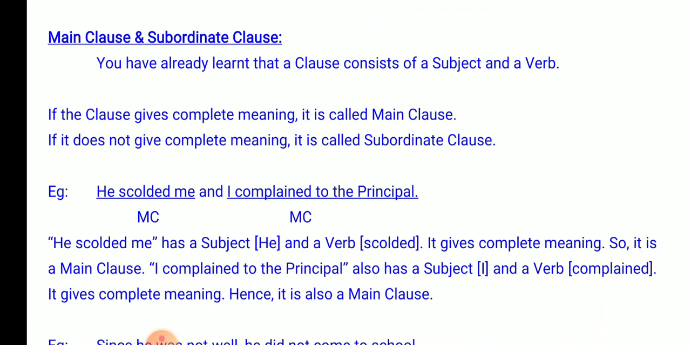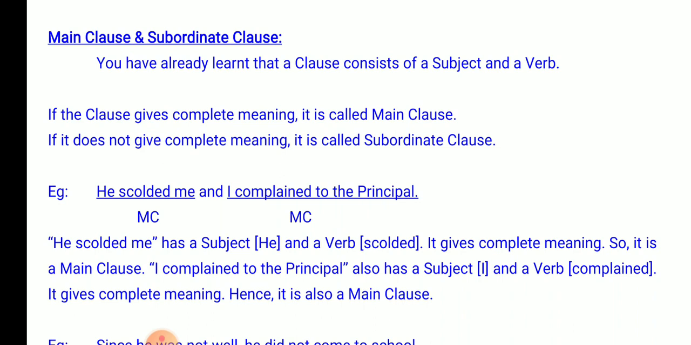But you have to remember, in a clause there is a subject and a verb. You have a subject and a verb in the main clause. You have a subject and a verb in the subordinate clause also. While the main clause gives complete meaning, the subordinate clause does not give complete meaning. Now, look at the example given here. He scolded me and I complained to the principal.